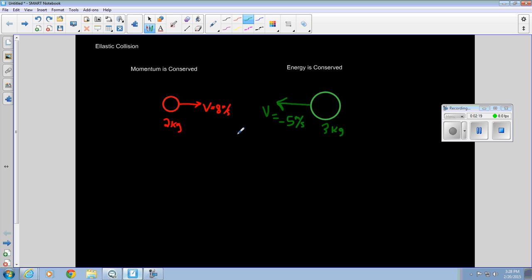And so we know that momentum is conserved. What we want to know is what is the velocity after the collision. So what do they actually look like after the collision? They're going to come together and collide with each other, and then they're going to ricochet off. And let's look at what we're talking about.